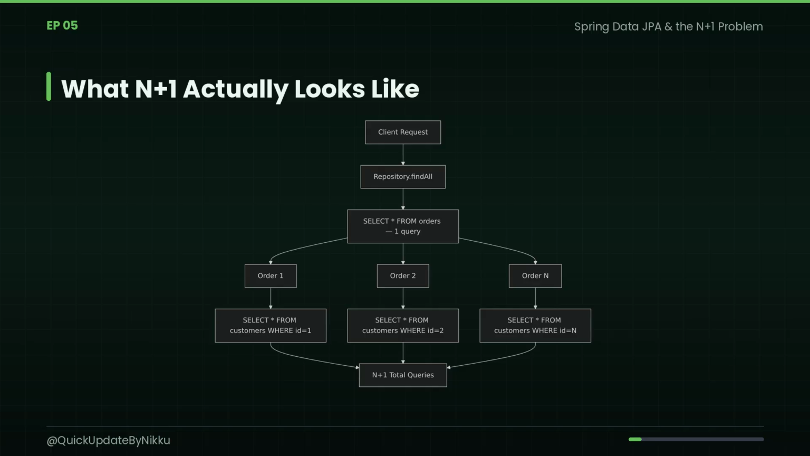The N+1 pattern always has the same shape. One query fetches a collection, say, all orders. Then, for every order in that collection, Hibernate fires a separate query to load the associated entity, say, the customer. If you loaded 100 orders, you get 101 queries. Load 846 orders, and you get 847. The first query is the one, every follow-up is one of them.